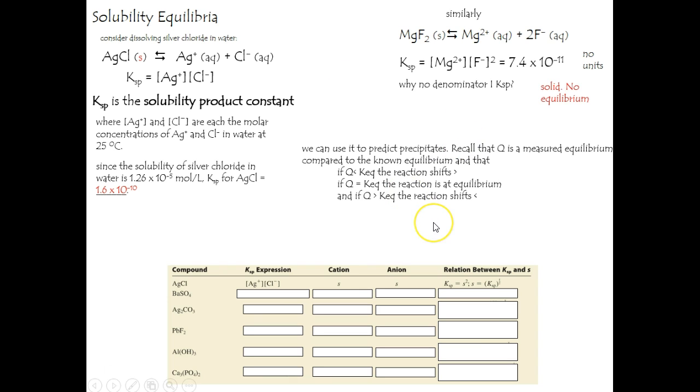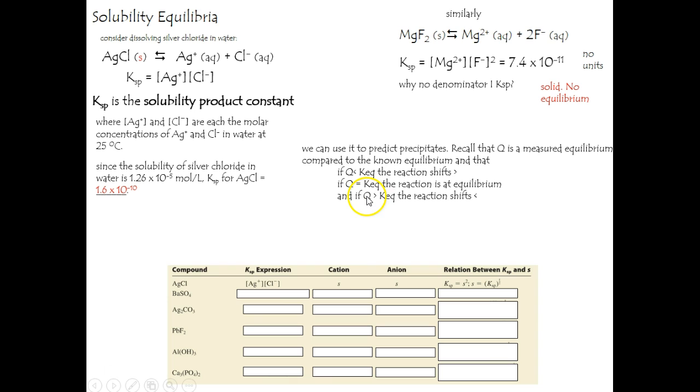All right, and sometimes you get situations where somebody tells you how much is in solution, and you can compare that to Ksp to see if things are okay or if they're a little bit off. Q is the measured equilibrium. If it's less than the equilibrium constant, that means more could go into solution, and the equilibrium will shift to the left. It's not even up to how much it can handle. If it's exactly the same, that means this reaction is at equilibrium. Don't say that it's stopped, but the rate of the forward reaction is the rate of the reverse reaction.